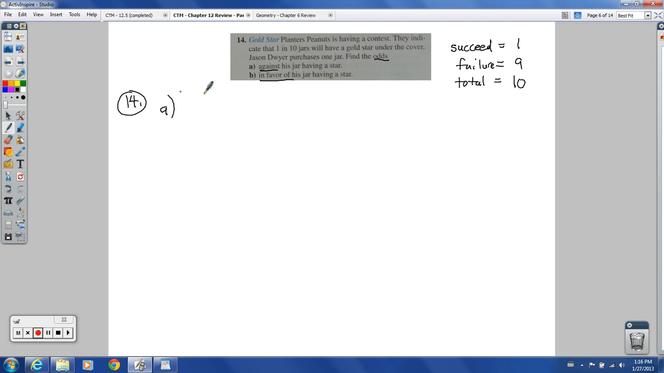And so odds against, remember, it's this fraction: the number of ways you can succeed goes on the bottom, and then the number of ways you can fail, failure ways, goes on the top. That would be the odds against. So this is going to be 9 out of 1. Another way to write that is 9 to 1 like this. So usually you see odds against or odds in favor of like that.